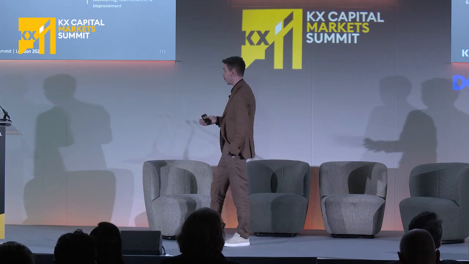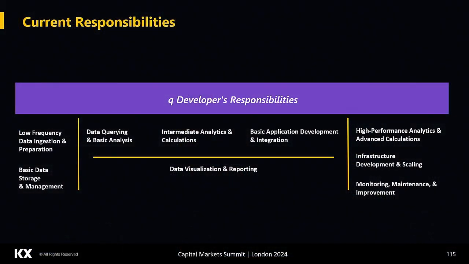Okay, so current responsibilities of a Q engineer. Right now, a Q engineer generally is full stack. They will have specializations, but they deal with low latency, low frequency data ingestion, basic data storage, basic queries, intermediate queries, very high performance, scaling, infrastructure development, monitoring, and maintenance. Basically anything that a user would expect to need in a full data science solution, Q developers need to do right now.